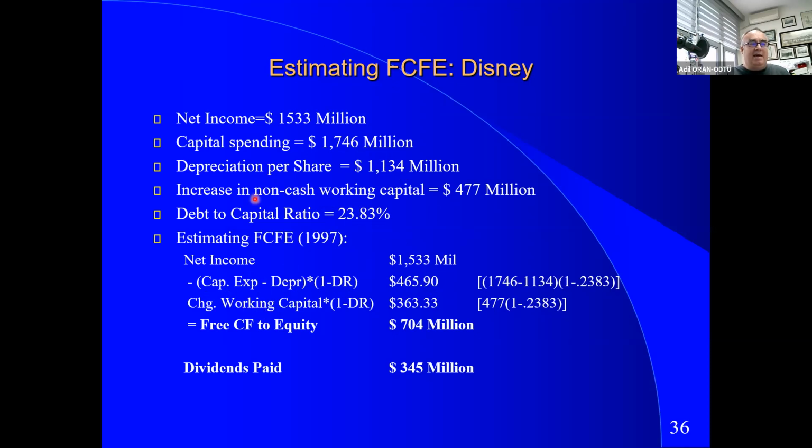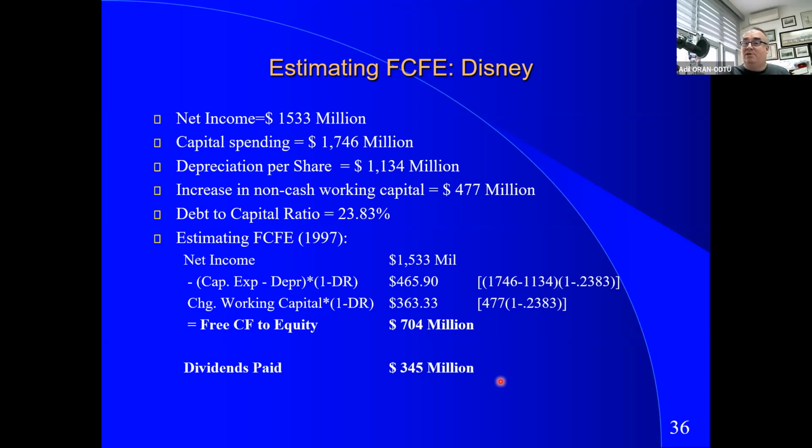And similarly, for working capital, if we need to invest 477 million in working capital, 1 minus the debt ratio of that, or 363 million of it, will come out of net income. So the free cash flow to equity is equal to 1.5 billion minus 465 minus 363. So it comes out to be 704 million free cash flow to equity for our company. The actual dividends paid by Disney were about half of that amount. Okay, so this is an example of a company that is not paying out as much as it could in dividends.